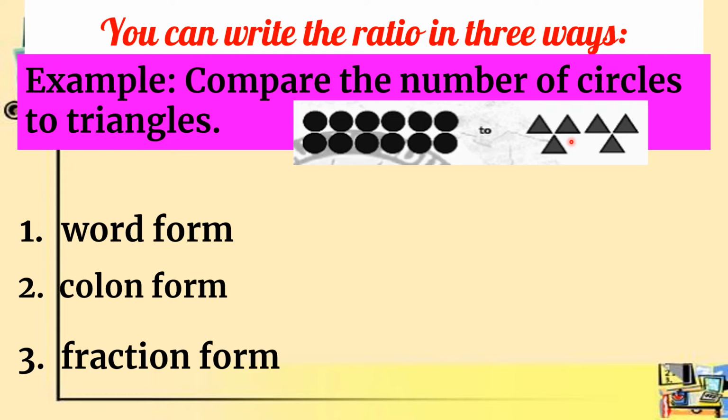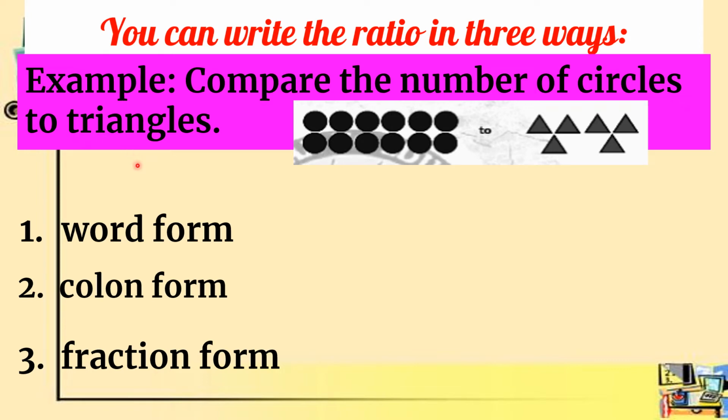So let's count first the number of circles. 1, 2, 3, 4, 5, 6, 7, 8, 9, 10, 11, 12. So we have 12 circles. And for our triangles, we have 1, 2, 3, 4, 5, 6. So 6 triangles. So sabi dyan, we have to compare circles to triangles. So para malaman natin kung alin yung uunahin nating number, magbe-base tayo doon sa instruction or sa given, which is, unahin daw natin is the circle and then followed by the triangles.